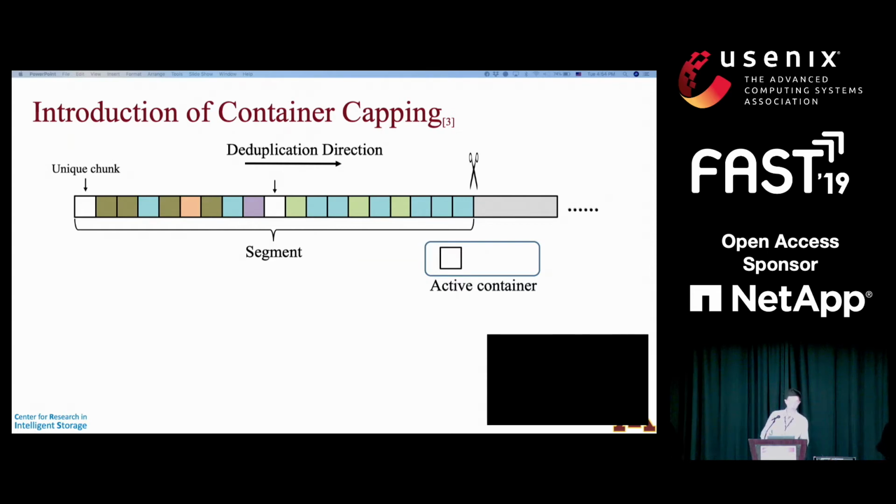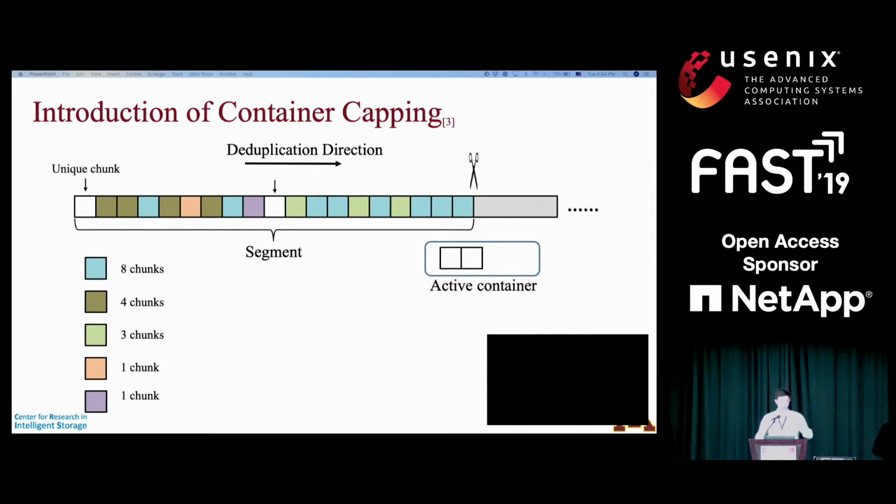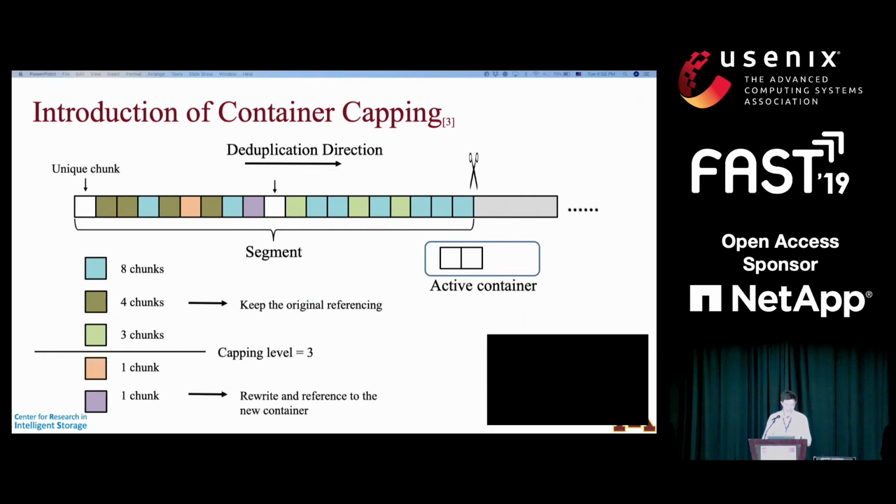If it's a new chunk, we store it into the active container, and then they sort all the old containers referenced by this segment from high to low according to the referencing count, which means if a container has a higher referencing count, we rank it higher. And then they set up a cutting point called the capping level. In this case, that's 3, which means for the containers ranked higher, we will still use them in the recipe. We reference them. For those lower ones, we rewrite them to the new container and reference the new containers in storage.